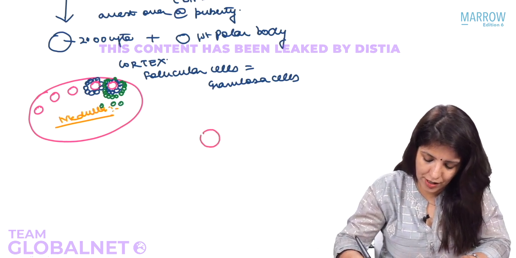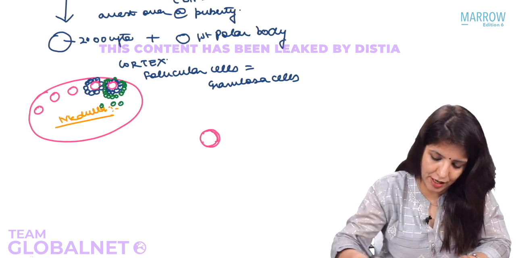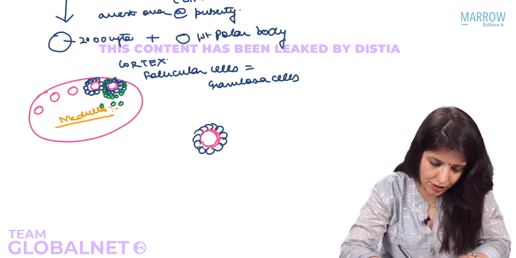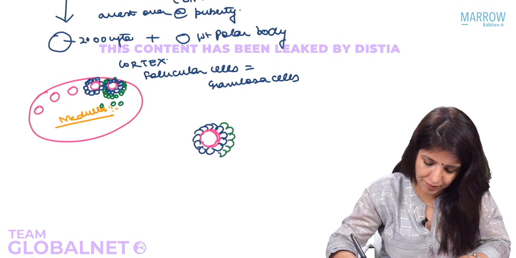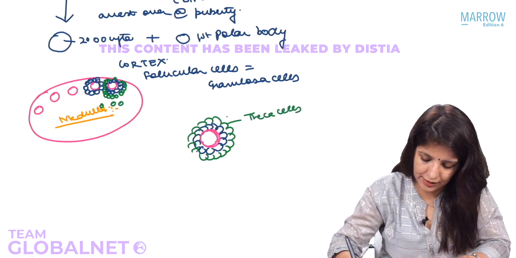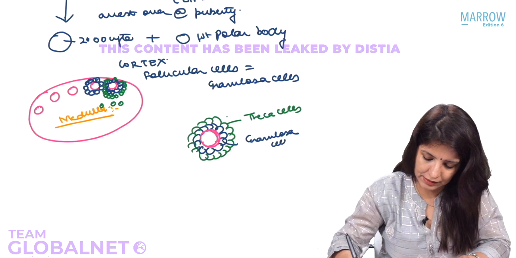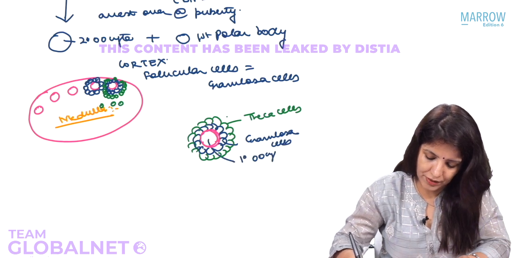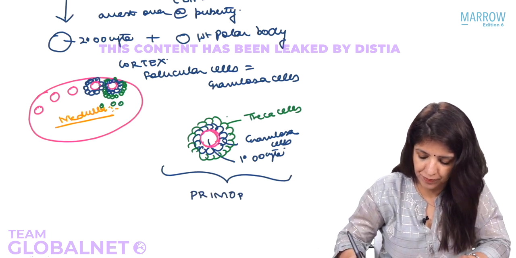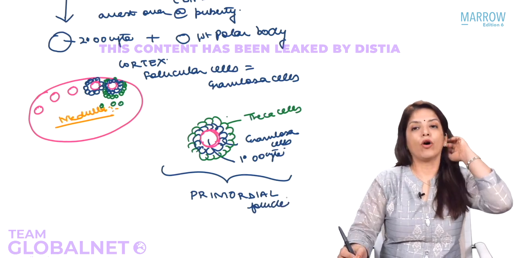This structure is a primary oocyte, right? And this primary oocyte is surrounded by granulosa cells and it is surrounded by the theca cells. These are the theca cells and these are the granulosa cells, and we have the primary oocyte. This structure is called a primordial follicle.